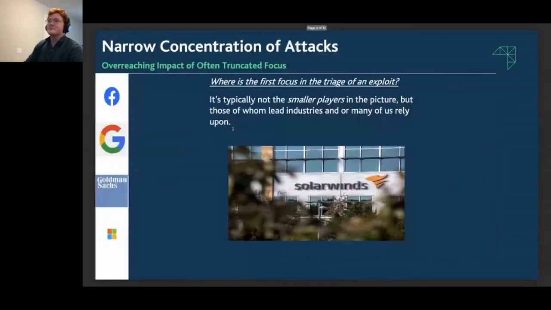So, the narrow concentration of attacks. My first point is centered around whenever a 0-day goes out or some form of exploit comes up, the first reaction that nearly everyone has, including media, including security analytics experts, including everyone in our industry, is how is this going to affect business? Which is a very valid concern.